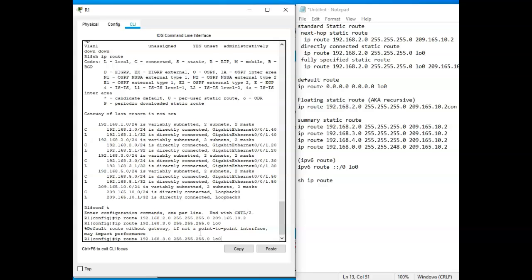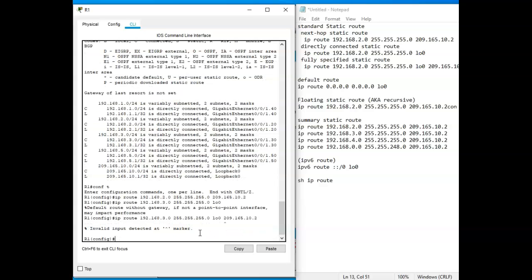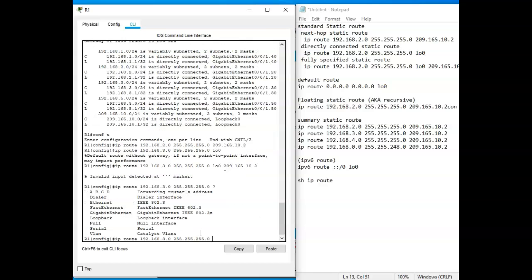Now we would do one for fully specified, and we add in both the directly connected interface and 209.165.10.2. So we have the next hop IP and directly connected. We have them both. We put them both in there, but it doesn't like it. Let me do question mark. It's probably mad at me because we already got that one in there.